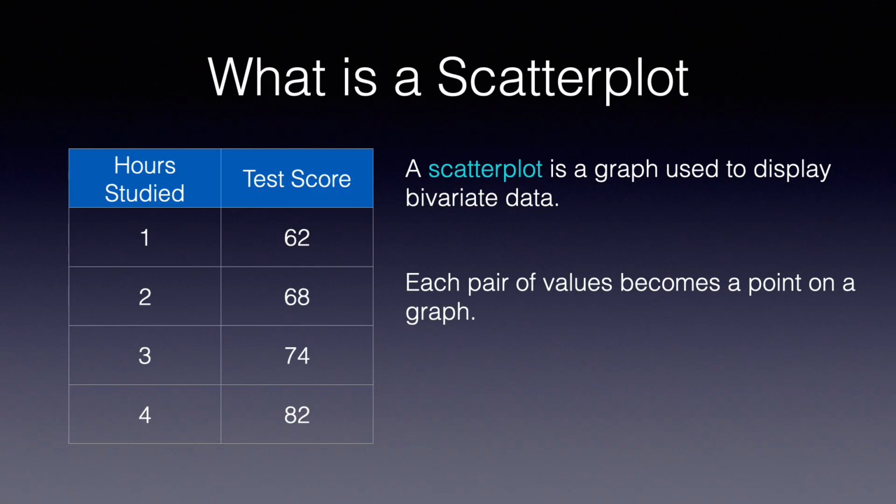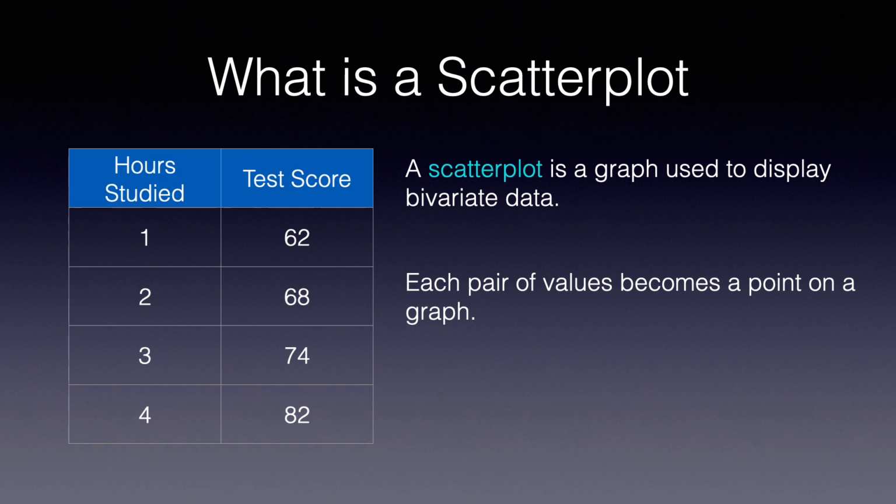A scatterplot is a kind of graph that's used to display bivariate data. And we've discussed what bivariate data is before. It is data that is collected from two different sources about a single observation. So each point here represents one observation that contains two values. That is the definition of bivariate data. And each observation is going to become a point on a graph.